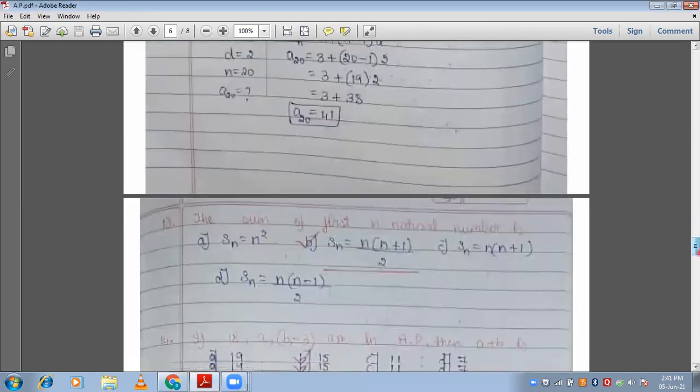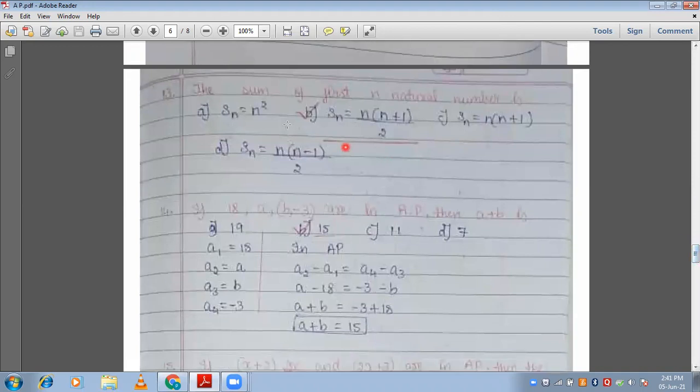Next, 13th question. The sum of first n natural numbers is dash. So what is the formula for natural numbers? Sn is equal to n into n plus 1 by 2.